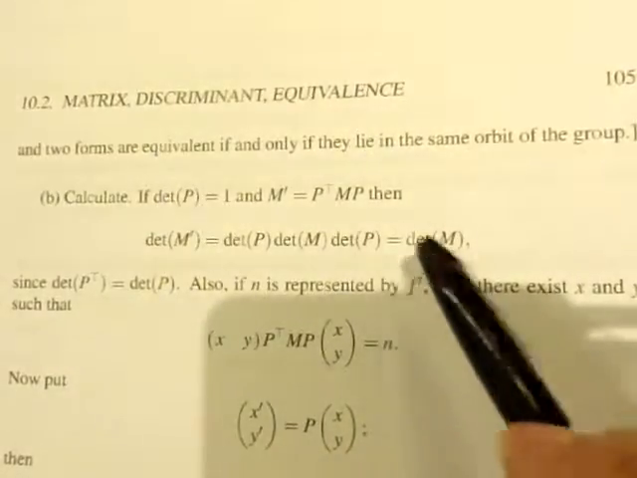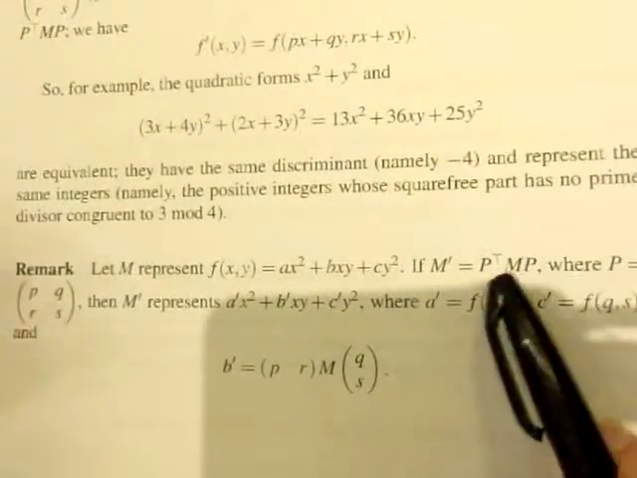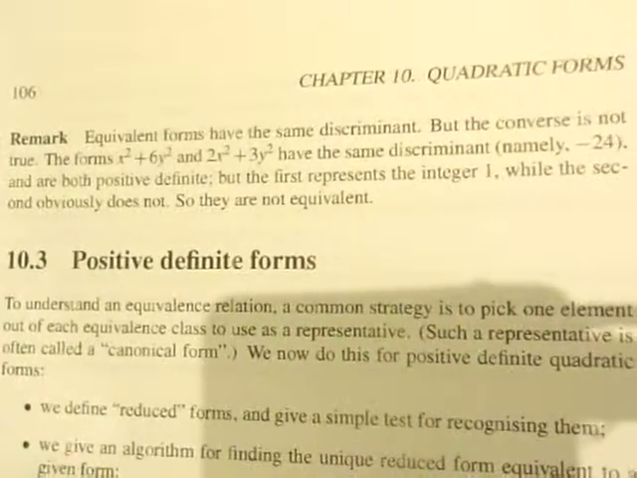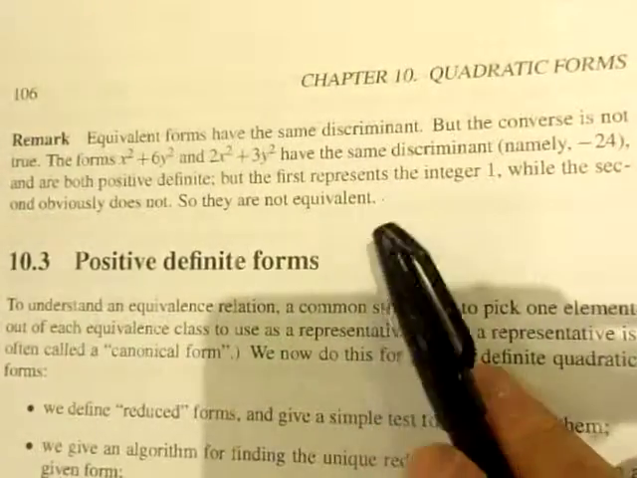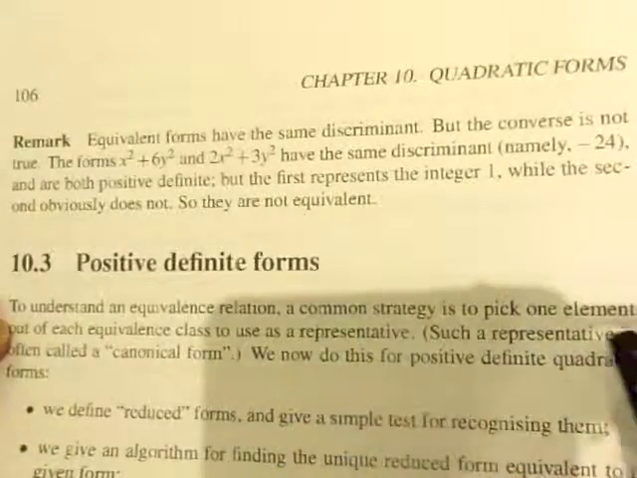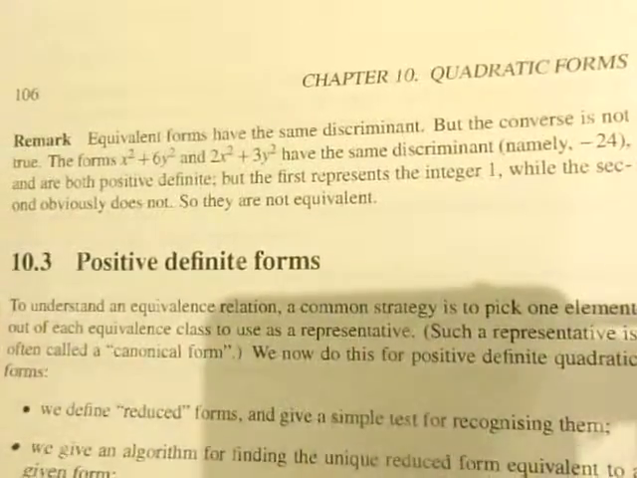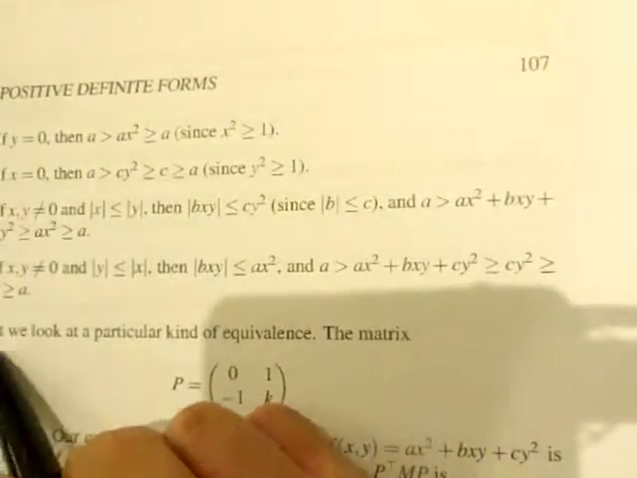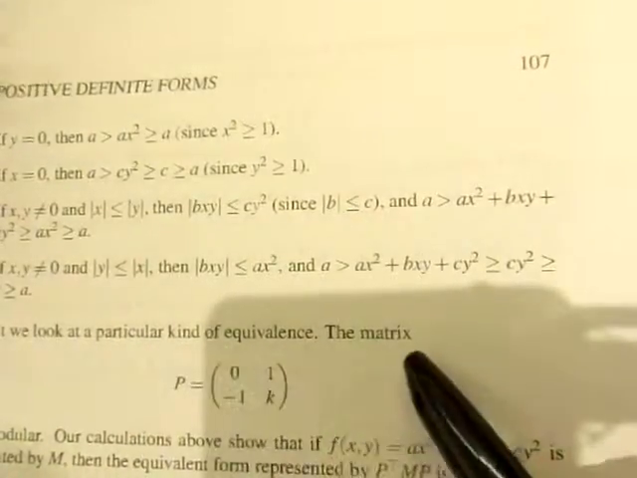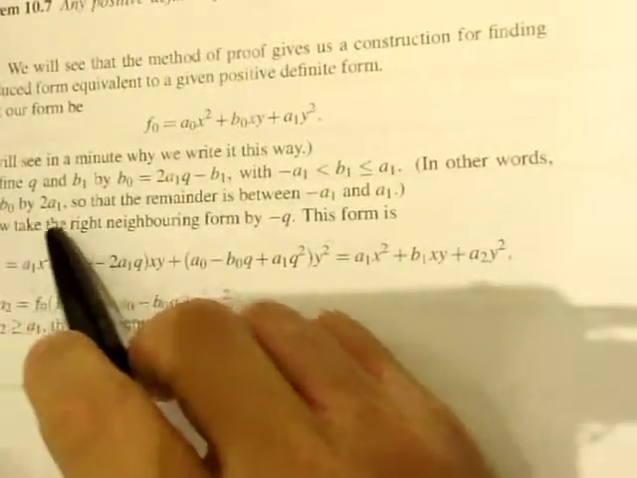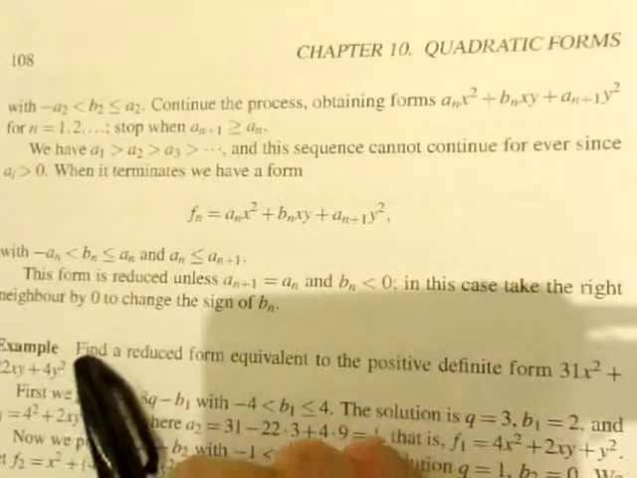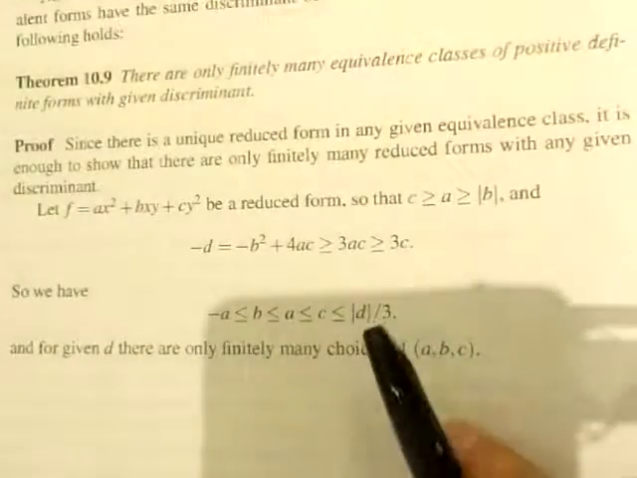In this case, it represents, exists that represents. It is possible to define a form to understand the equivalence, to study the elements each equivalence class represents. In the first case we look at a particular kind of equivalence, the matrix that takes away the neighbor for this form. Find the radius equivalent.